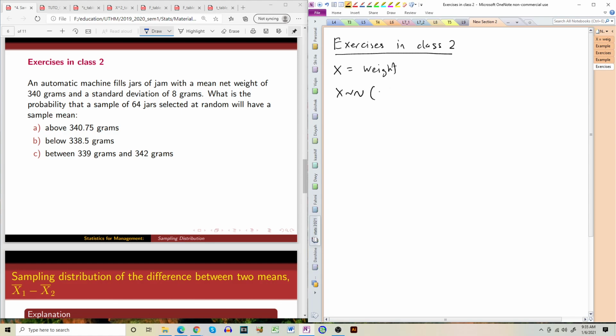It is normally distributed, even though they never mention it here. But the sample size, you can notice, is greater than 32, therefore normal distribution.